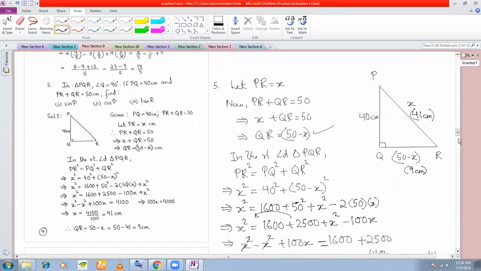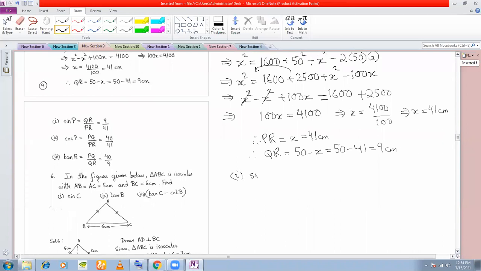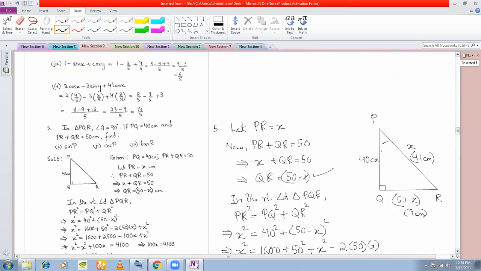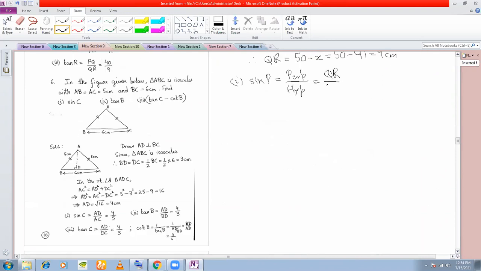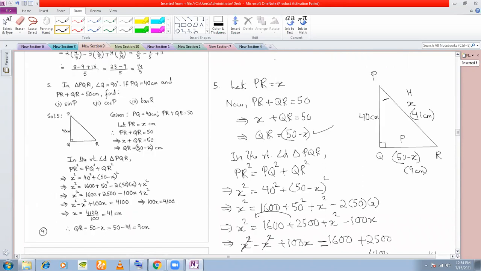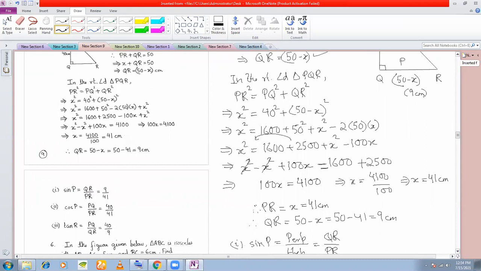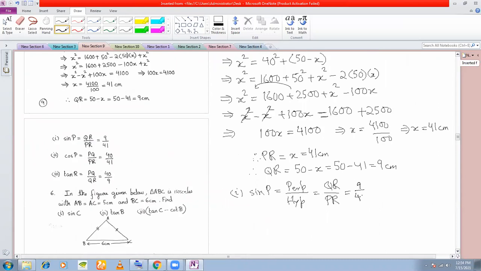We want to find out sin P. Number 1, sin P. Sin is perpendicular by hypotenuse. Now, sin P, this is the angle we are talking about. So which should be the perpendicular? This should be our perpendicular, right? And this is already the hypotenuse. So this should be QR by PR. QR length we have found to be 9 centimeters. Hypotenuse is 41. So 9 by 41. That's it. Sin P.